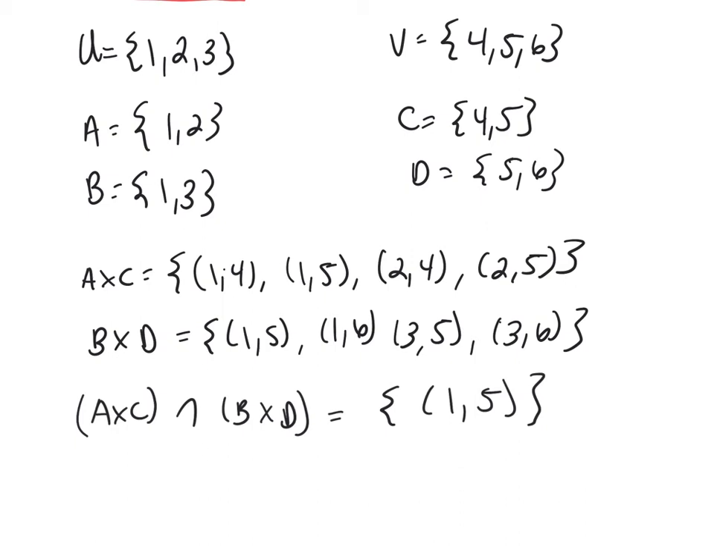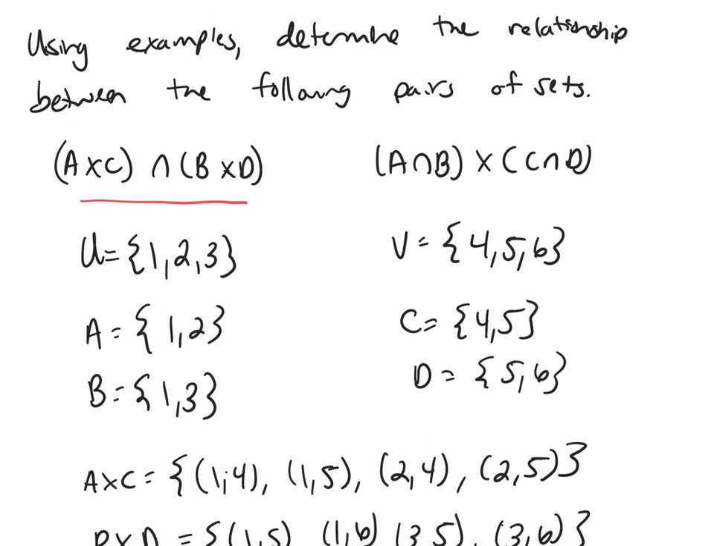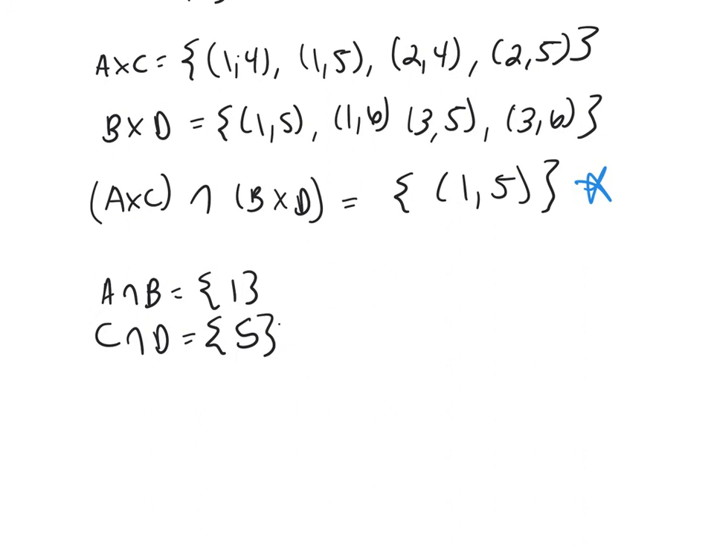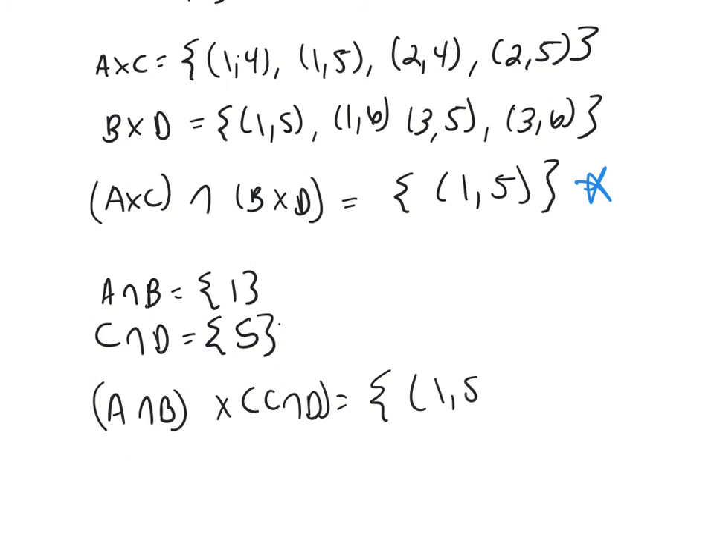So now that we have, again, I'll star this just so we don't lose it. This was the first set. Now we want to find the second set. So I'm going to start by computing A intersect B. What do A and B have in common? Just the element 1. C intersect D. The only thing they have in common is 5. And so then A intersect B cross C intersect D, the only element it's going to contain is the ordered pair 1, 5.